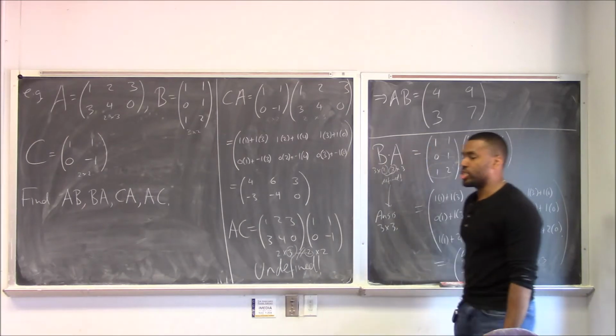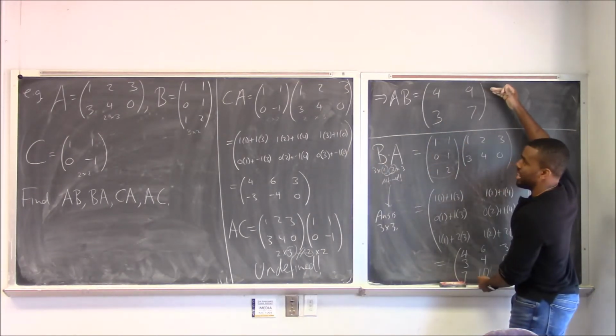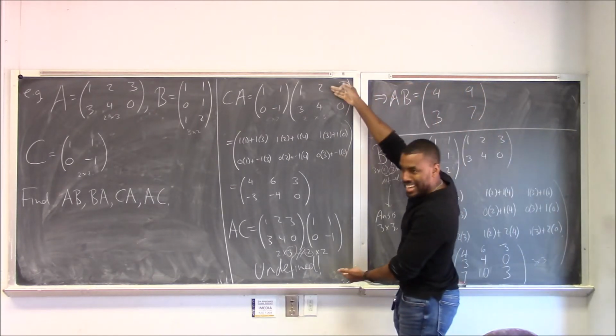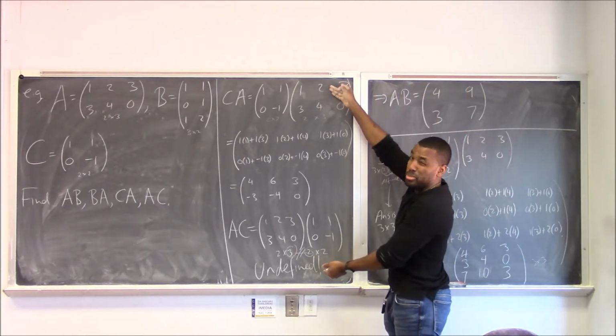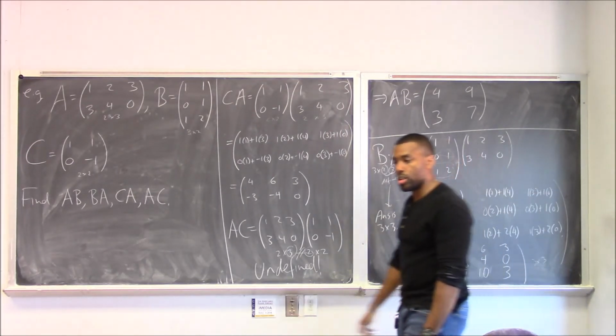Which tells you how extreme that non-commutativity is, right? Not only can you get different answers, but it's possible that you can get an answer one way and not even be able to get an answer the other way. So commutativity really does not work with matrix multiplication.